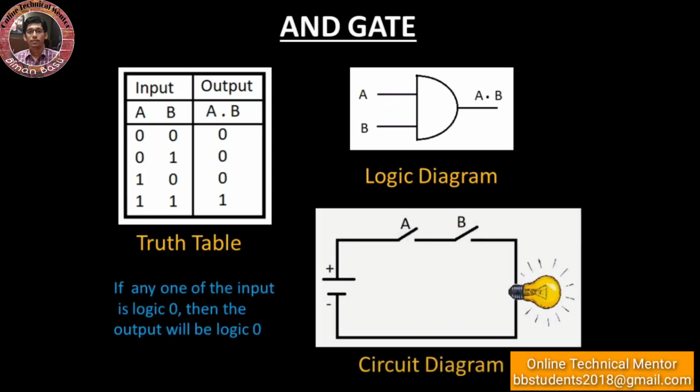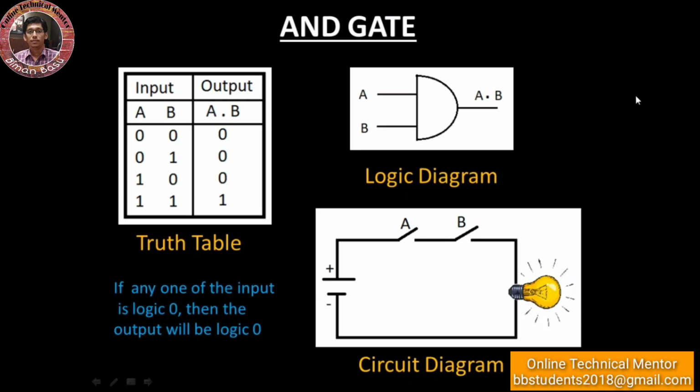And what will be its circuit diagram? Very easy. If you attach two switches in series in the circuit, what will happen? If any one of the switches is in the open state, that means 0 state, the light will not glow.